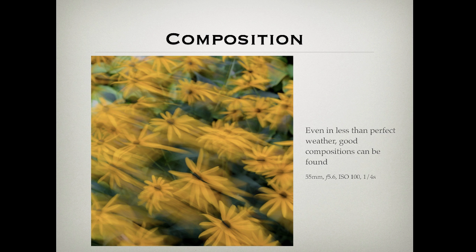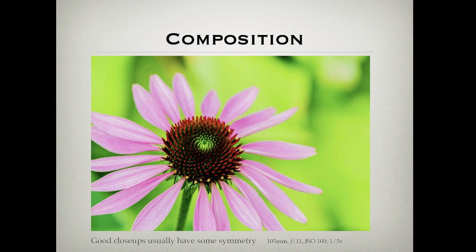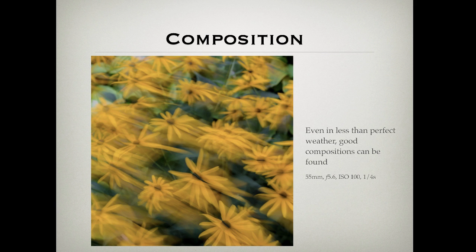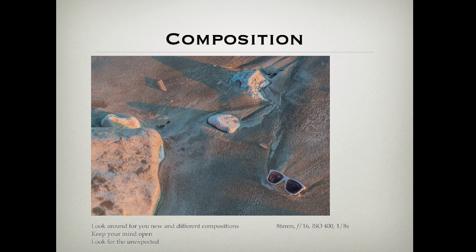In fact, I'll back up. This photograph was taken in my backyard. I have a variety of flowers native to Illinois, cone flowers and Black-eyed Susans, growing in my backyard. This one as well was taken in my backyard. So to get great, interesting compositions, the point is you don't have to go far. You can do it close to home. So always look around for new and different compositions. Keep your mind open and be open for the unexpected.